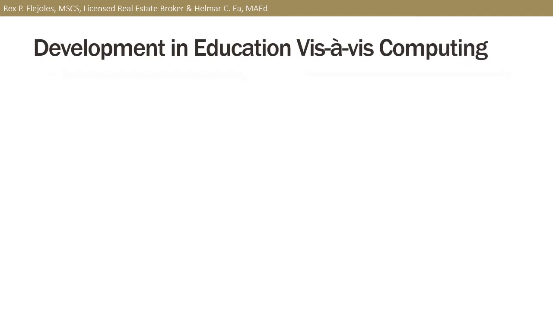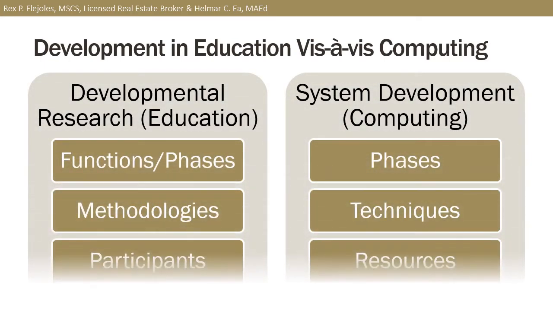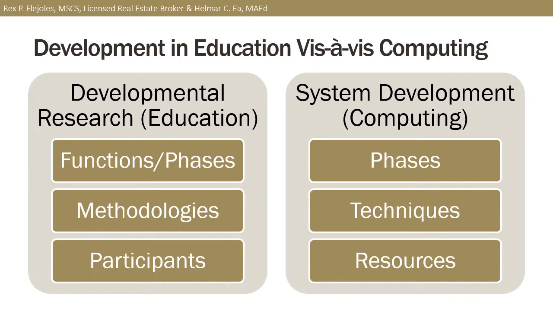This figure depicts the developmental research in comparison with system development. Each of the phases has expected outputs or deliverables. These are the research results. The methodology in developmental research, while referred to as technique in system development, refers to the research methods. Each method is associated to certain resources.